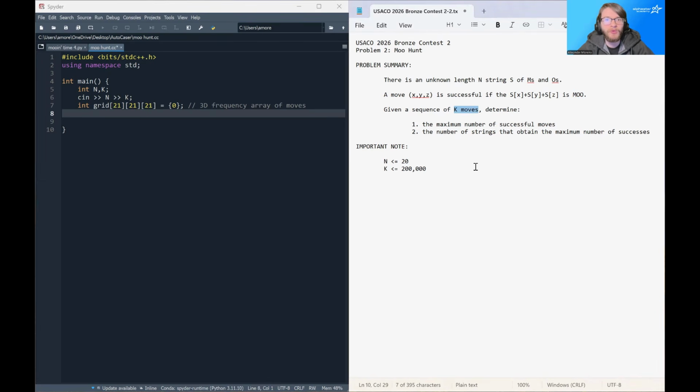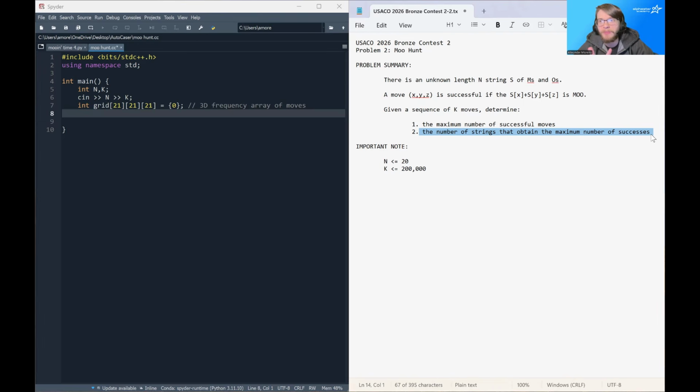Given k of these moves, we want to determine two facts. First, we want to know what is the maximum number of successful moves. And secondly, what is the number of strings that actually obtain this maximum number of successes.